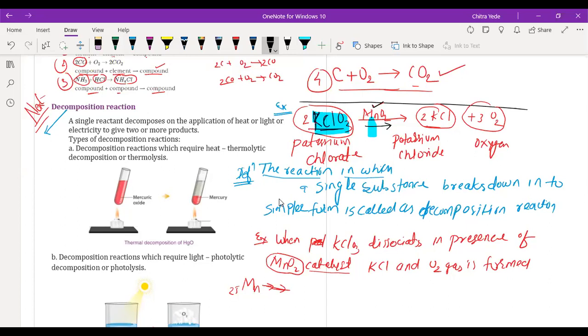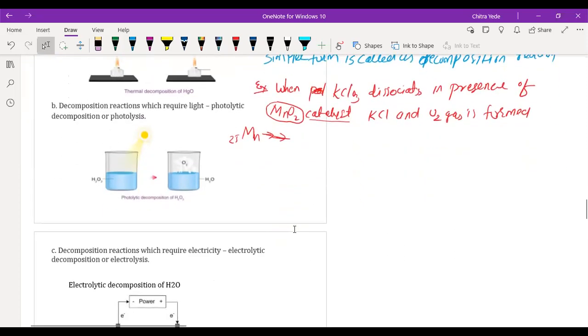So what is MnO2 doing here? MnO2 is used to increase the rate of chemical reaction. So those chemical substances used to increase the rate of chemical reactions are called catalysts. So let me write for you here: catalyst.